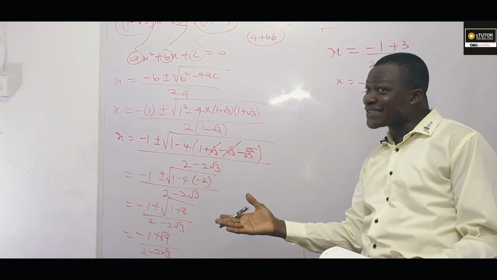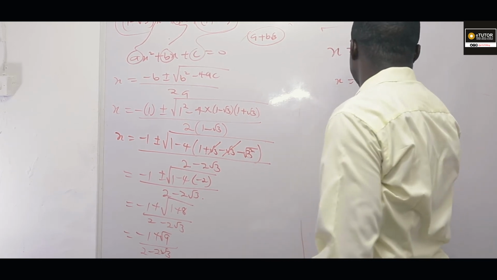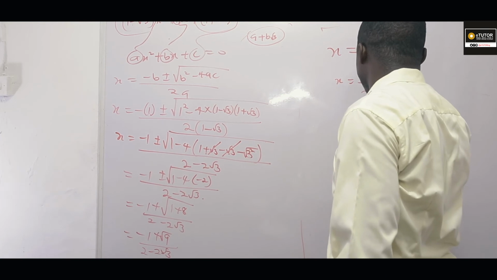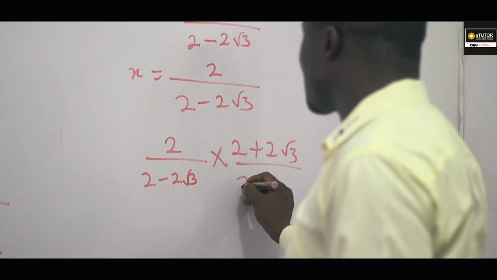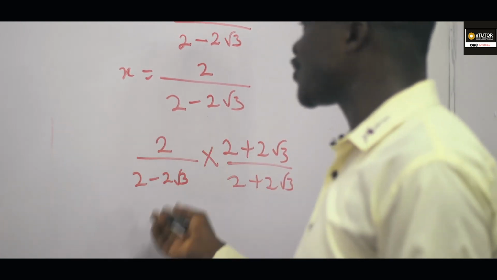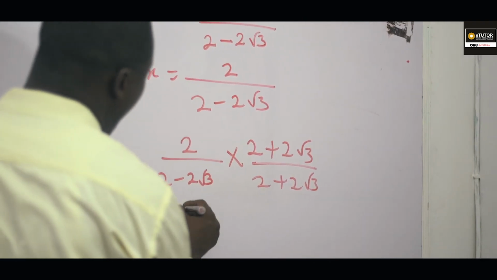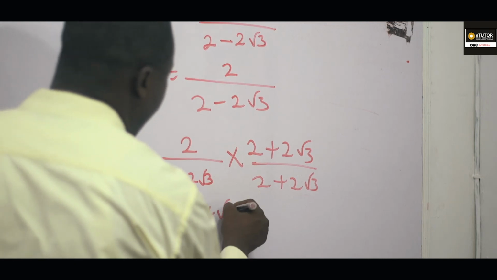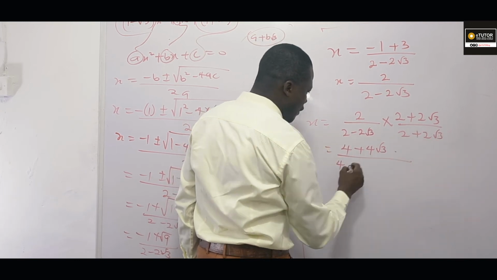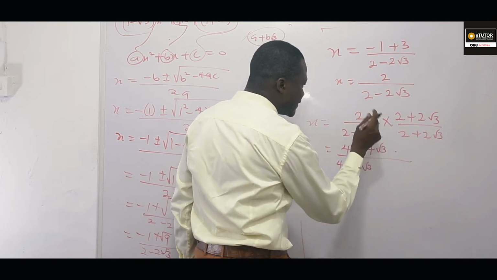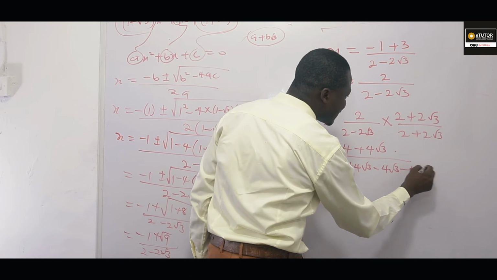We are dealing with a quadratic and we are seeing surds again. We have to rationalize. What do I mean by that? 2 over 2 minus 2 root 3 times 2 plus 2 root 3 all over 2 plus 2 root 3. In rationalizing, what do you have? This times this: we have 4 plus 4 root 3, all over 4, then 4 root 3, then minus 4 root 3, then minus 4 times 3.